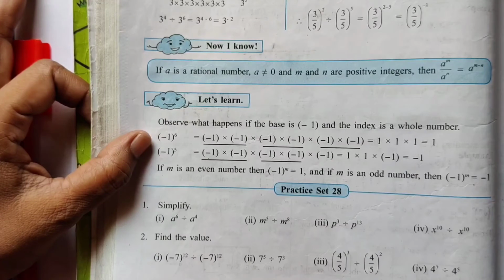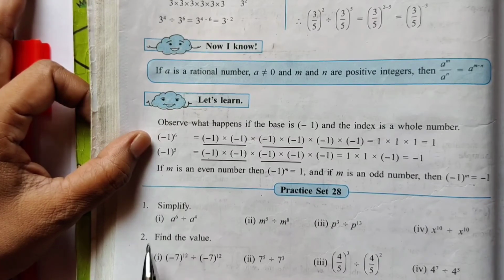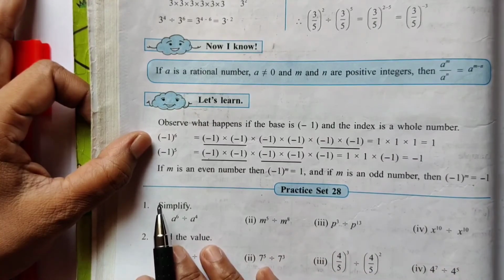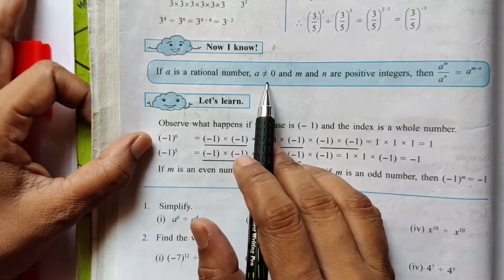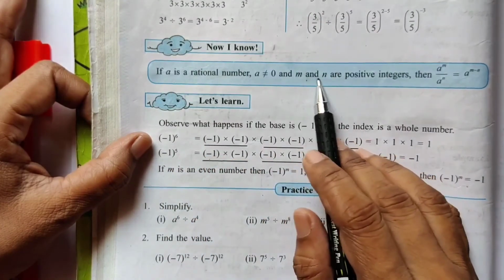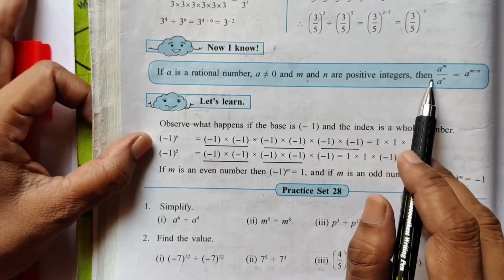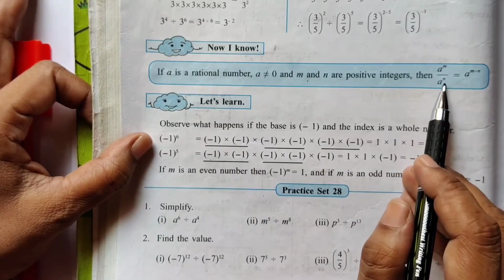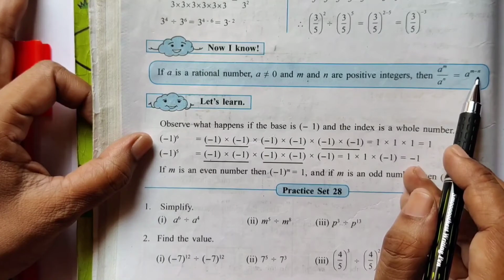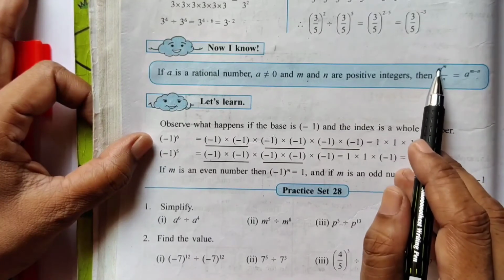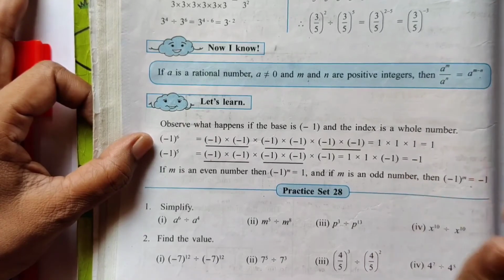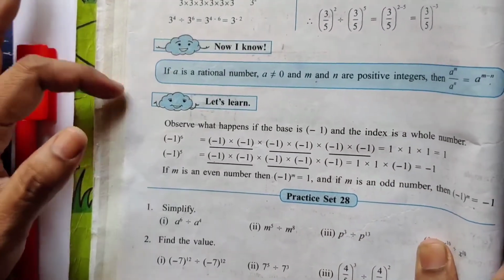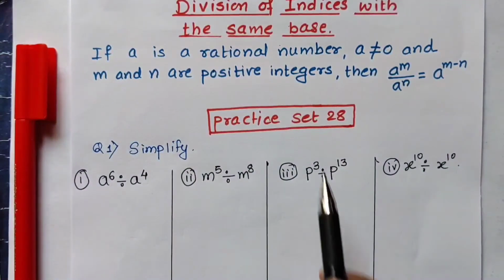Now we will solve the sums from practice set 28. Before solving them, what we should know: if a is a rational number, a is not equal to 0, and m and n are positive integers, then a raised to m upon a raised to n is equal to a raised to m minus n. Upon means divide by. So a raised to m divided by a raised to n is equal to a raised to m minus n. We have to follow this rule for solving the sums from practice set 28.